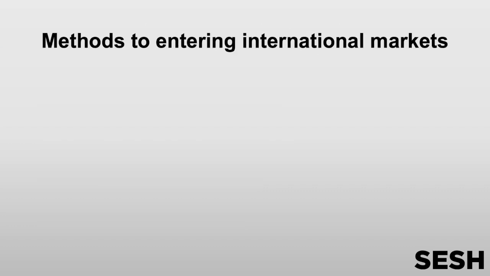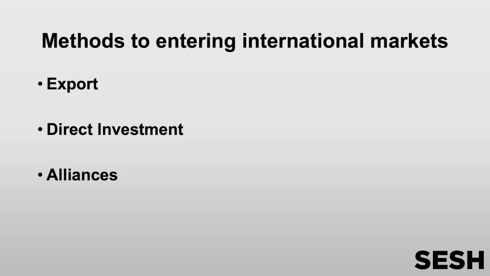So there are methods of entering international markets that you need to be aware of for AQA, and they are as follows. Number one is export. You might want to export to another country to enter that international market. Number two, direct investment. Number three, you might want to make an alliance. And number four is licensing. Let's go through each and the pros and cons. So the first one is exporting.